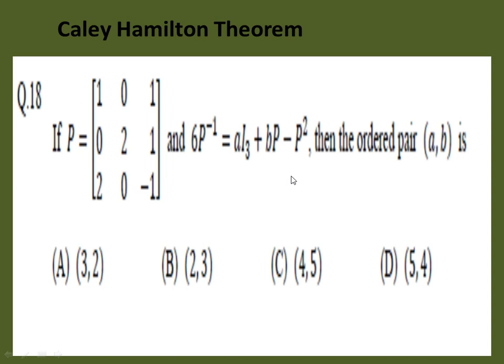So let's start. The given problem is: a matrix P is given to you, and one more condition is also given to you, and it is asked to find the value of A and B, and the options are also provided to you. Okay, so let's start the solution.